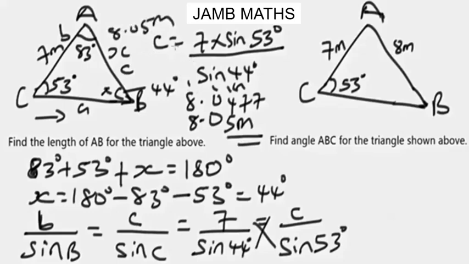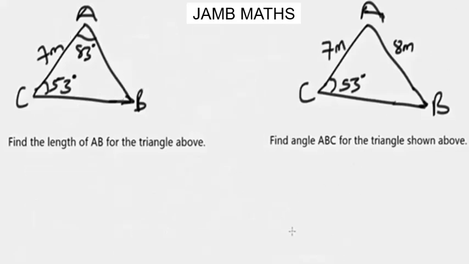Now let's wipe this and look at how to solve the second problem I have here for this triangle. The question says find angle ABC for the triangle shown above. Angle ABC means we are looking for the middle angle. I explained this in geometry when we treated geometry. To get our angle ABC, that is angle B, we need to apply the sine rule. Let's firstly label the sides. This is A, this is B, this is C. The sides are opposite to the angles.